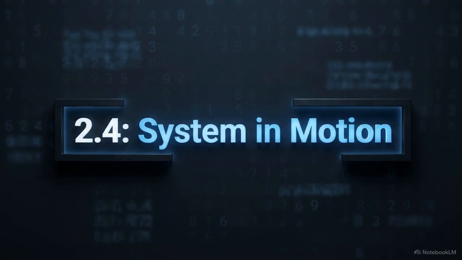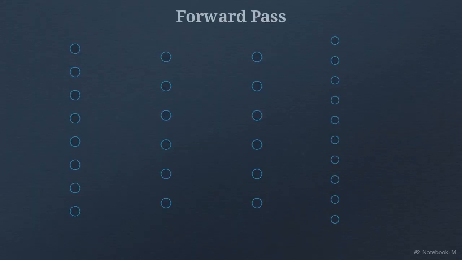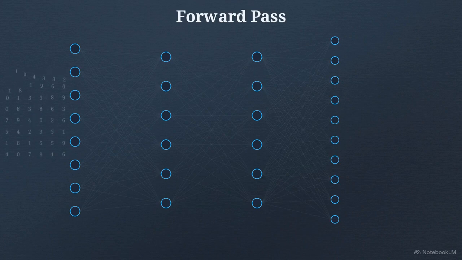Now let's watch the whole machine run. 2.4. From pixels to prediction. One trip through the network. When a network processes data, it performs what is called a forward pass. In this diagram, we are feeding an image of a handwritten number 7 into the system. The brightness of every individual pixel becomes a raw number, and those numbers stream directly into the input layer.